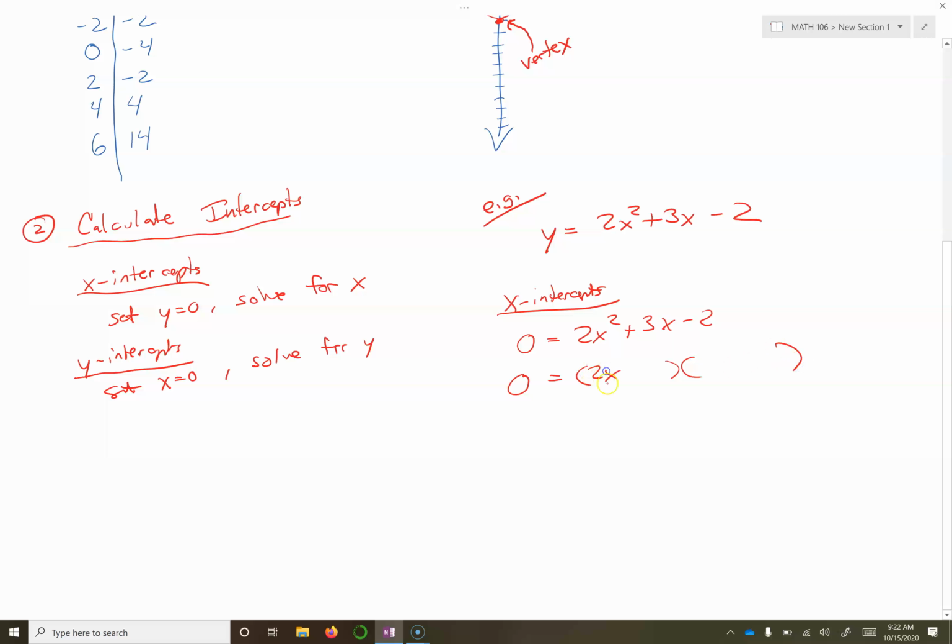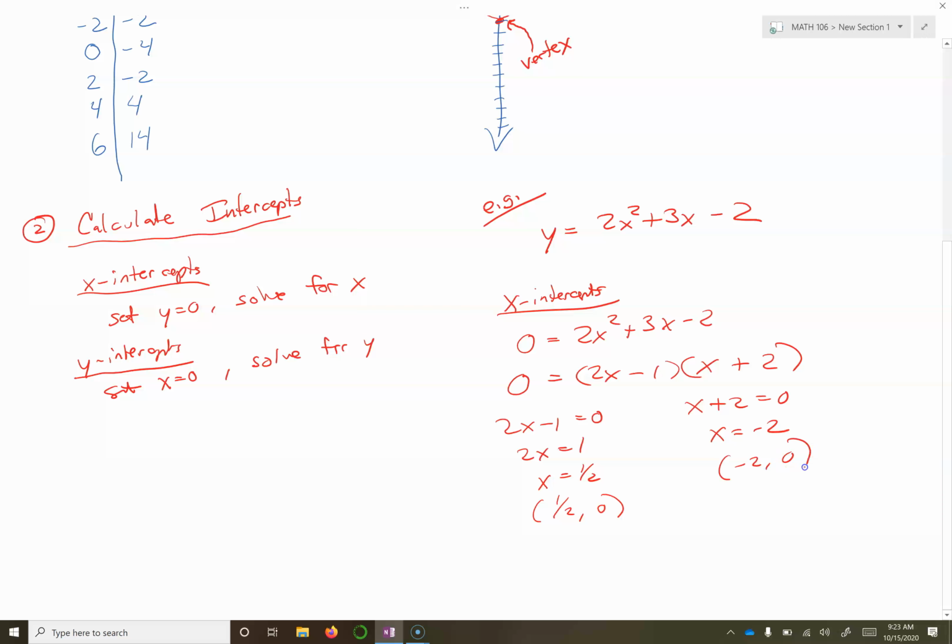You're going to get, let's see, this has to be 2x and x. And then this is 1 and 2, and then this is positive, this is negative. Let's figure out these x values. So 2x minus 1 equals 0, x plus 2 equals 0. So 2x equals 1, x equals a half, and then x equals negative 2. So I have 2 x-intercepts: 1/2, 0 and negative 2, 0.